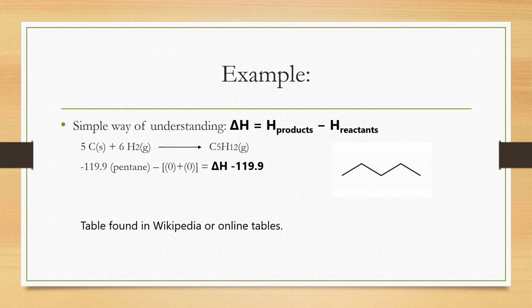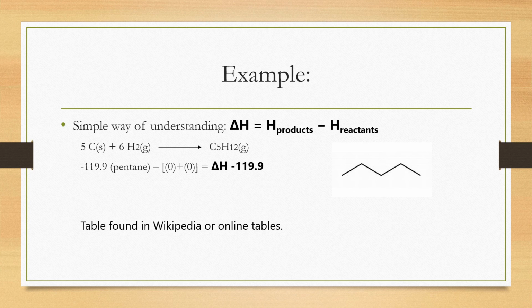Alright, so today we're going to be looking at an example, and a simple way of understanding Hess's Law is looking at its mathematical equation, which is: enthalpy change equals the sum of the enthalpy of formation of the products minus the enthalpy of formation of all the reactants.